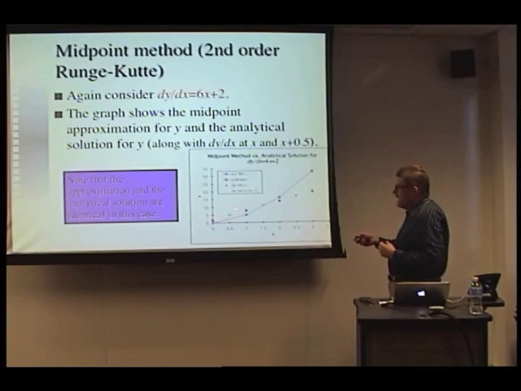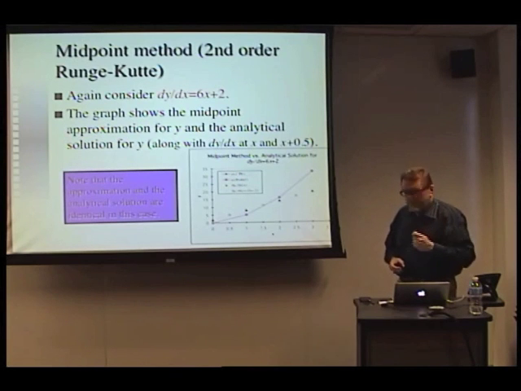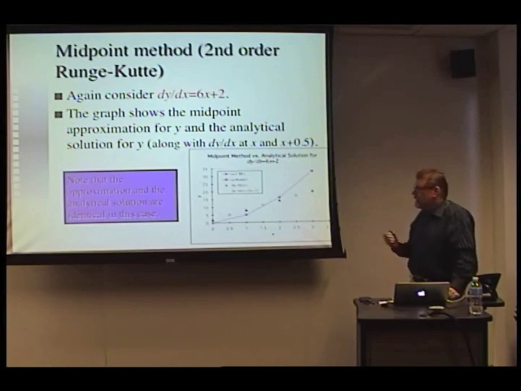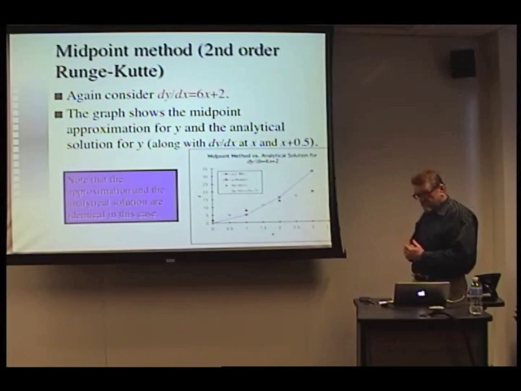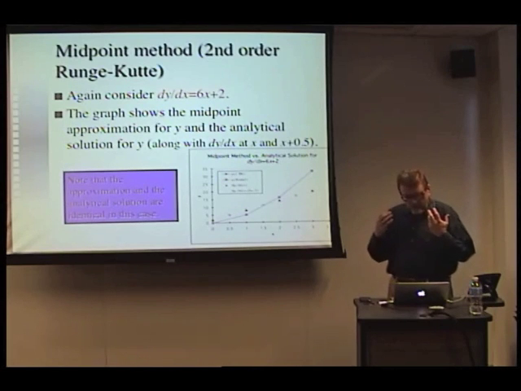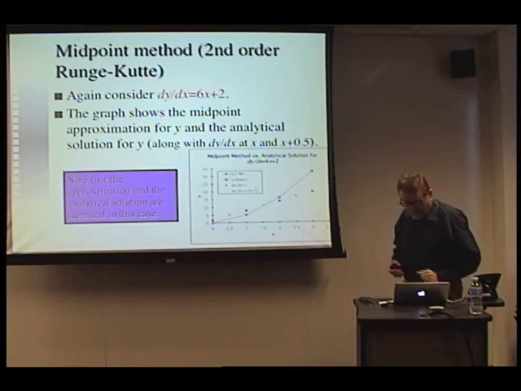If we use that value, then the analytical solution in magenta and the midpoint method, the second order Runge-Kutta method, gives us the same value. The blue and the magenta are superimposed here. So that gives us perfect performance. So now we have a numerical integration, and it's giving us the exactly correct answer.